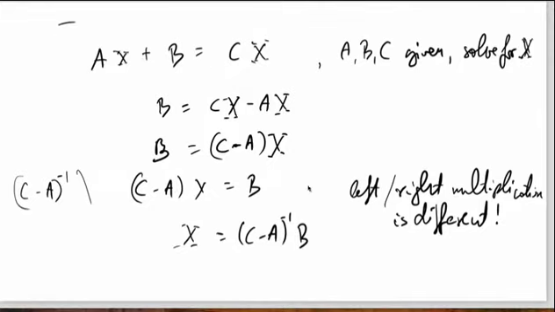Don't forget, left and right multiplication are different, so you have to factor out things multiplying on the right to the right. And also, if you want to cancel something with its inverse, you have to multiply on the same side, in this case, the left-hand side. So this is it. Matrix multiplication and matrix inverse.